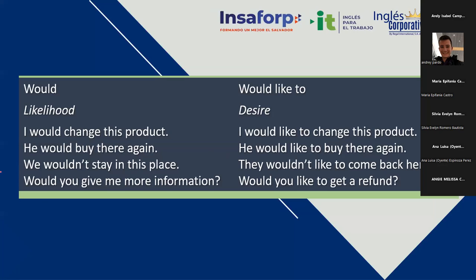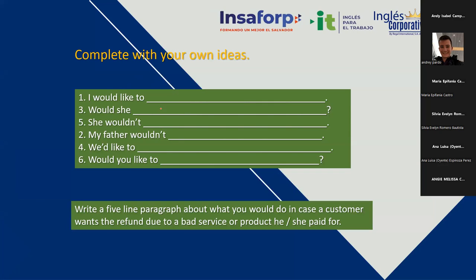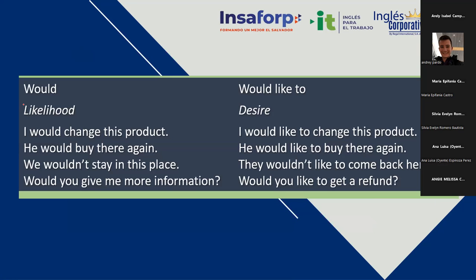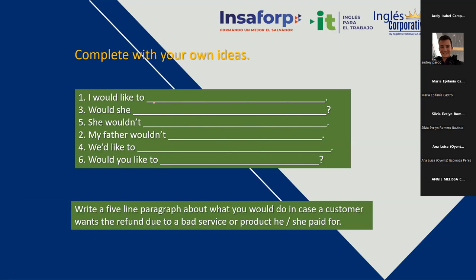Now check. Remember what we were saying, right? These are the same sentences we saw before. Now, I would like to, vamos a usar las dos estructuras combinadas, ¿verdad? Las dos que estamos hablando aquí. El likelihood, I would change the product, o el desire, I would like to change the product. Ok, I would like to, y vamos a completar las oraciones. Ok, so you use your own ideas to complete it. I would like to drink a very cold glass of Coca-Cola. I would like to sleep early tonight.